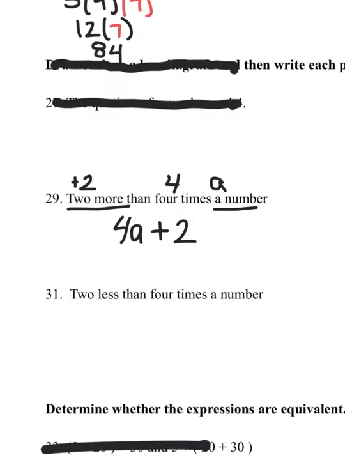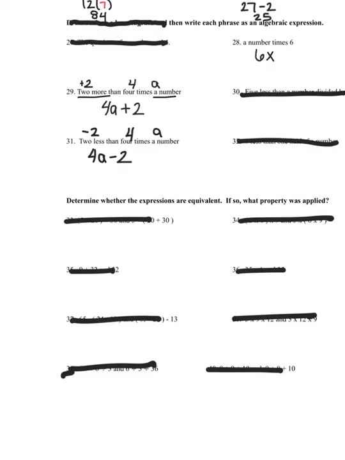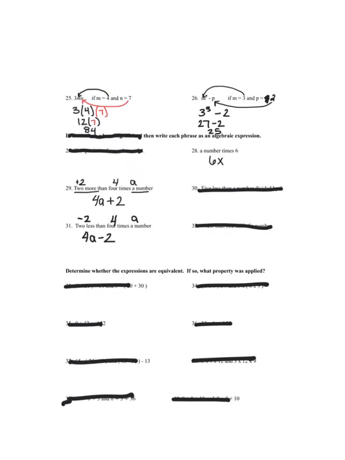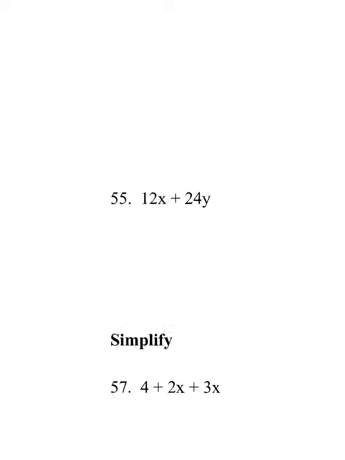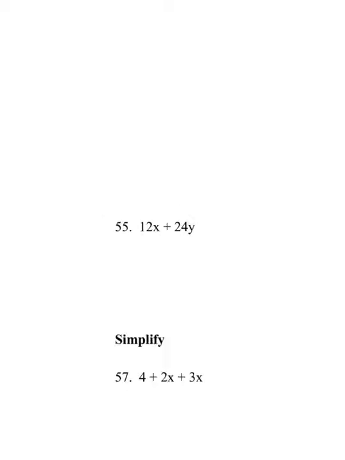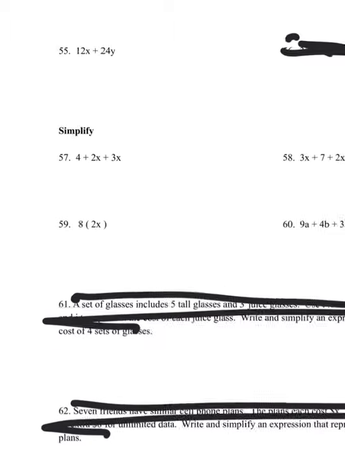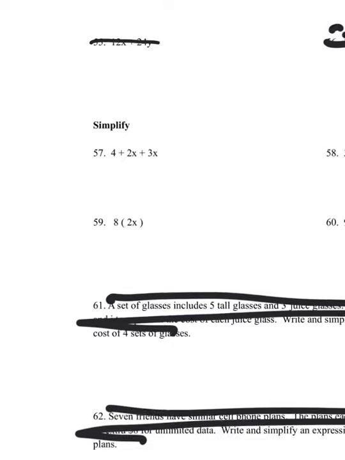For the last one for this, it says 2 less than 4 times a number. So 2 less is going to be minus 2. 4 times any number, or a number, is going to be a variable. We'll use a again. So it's going to be 4a minus 2. We'll go on to skip 55.